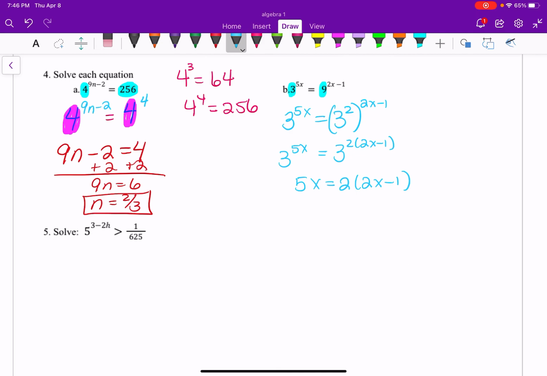So you got to remember your rules of exponents as well here. And then we're solving. So we subtract 4x from both sides. We get x equals -1.